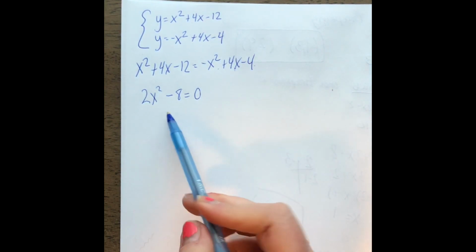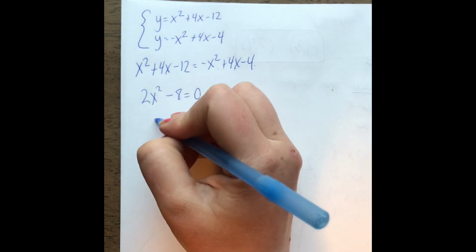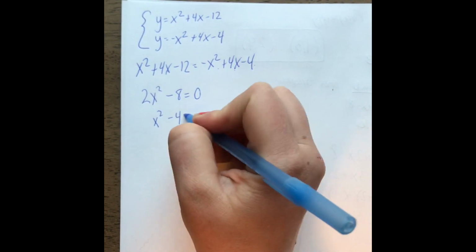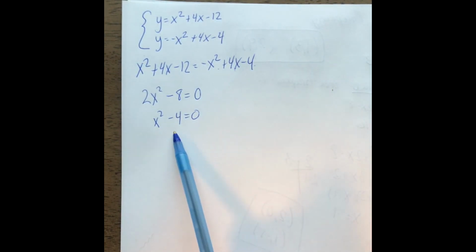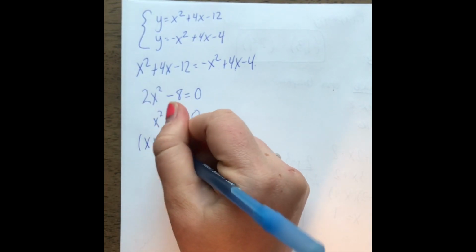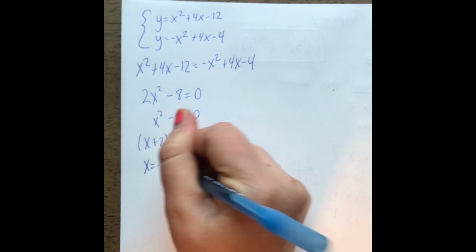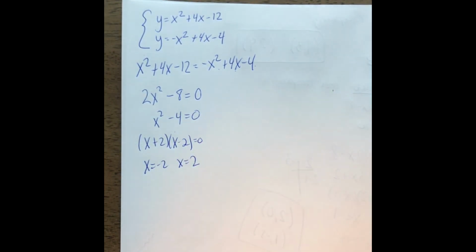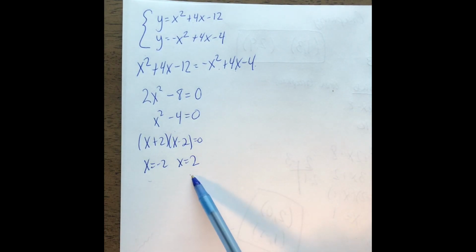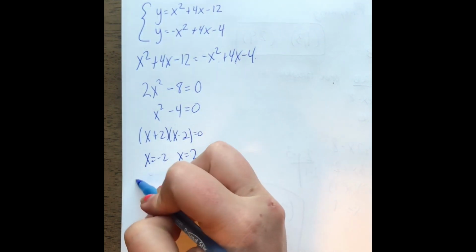Since both of these numbers are divisible by 2, I'm going to divide both sides by 2, and I'm left with x squared minus 4 is equal to 0. I notice that this is the difference of perfect squares, so this factors to (x plus 2)(x minus 2) is equal to 0. So x is equal to negative 2, and x is equal to a positive 2. Again, those are the x values, so you have to plug them in for x into either one of those equations to solve for y.